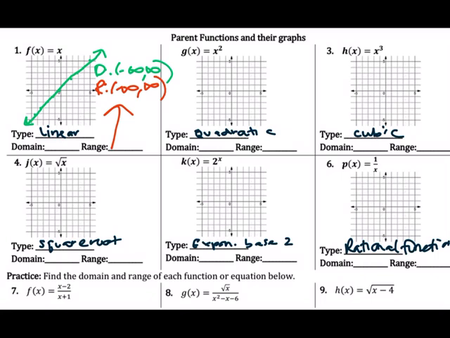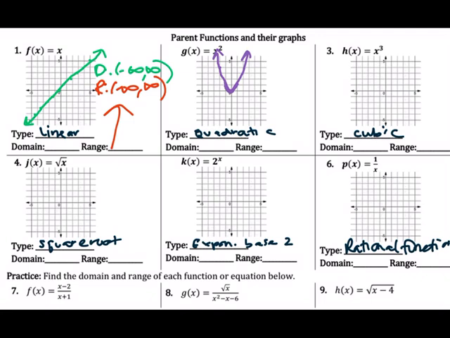All right, number 2, quadratic function. The vertex is going to be at 0, 0. The parent function for a quadratic function is symmetric about the y-axis. So we can just plot the basic points and connect. And hopefully yours looks a little more rounded here than mine does.